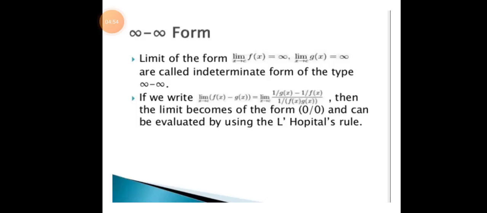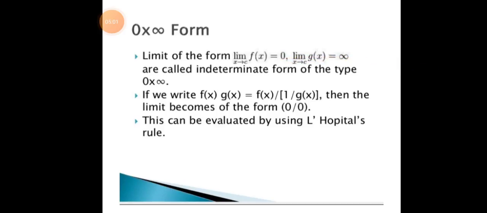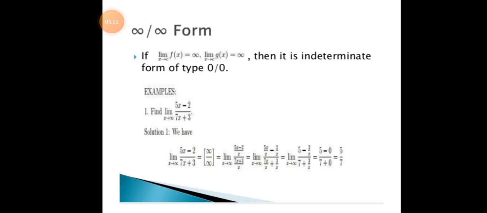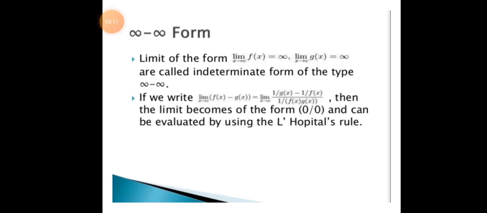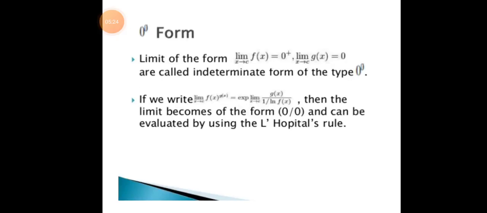Next is the infinity minus infinity form. Limits of this form are called indeterminate form of the type infinity minus infinity. We rewrite it, then the limit becomes of the form 0 over 0 and can be evaluated by using L'Hopital's rule.